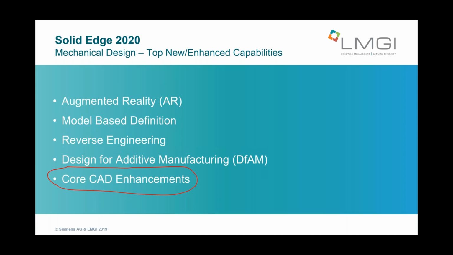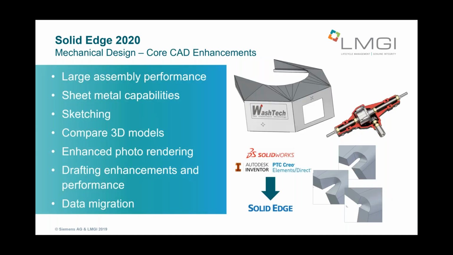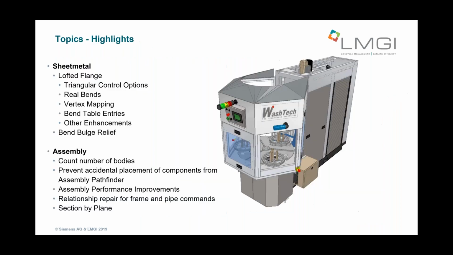So let's dive right in at some of the core CAD enhancements. Here's some of them in a nutshell. There's the large assembly performance, some new sheet metal capabilities, some stuff on sketching and comparing 3D models. Let's take a look at some of the sheet metal first.